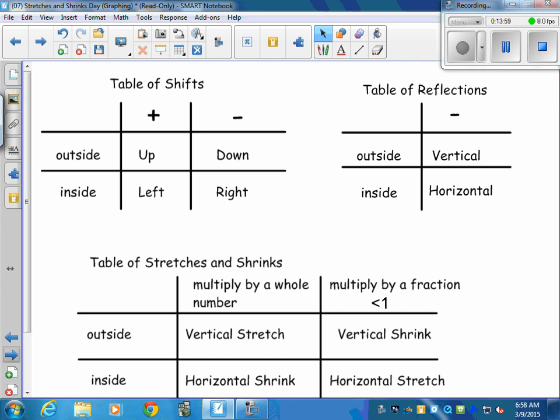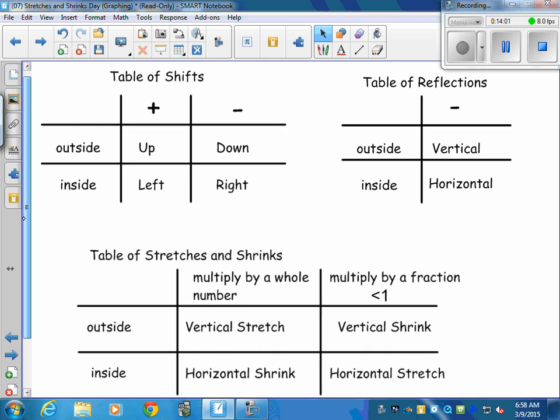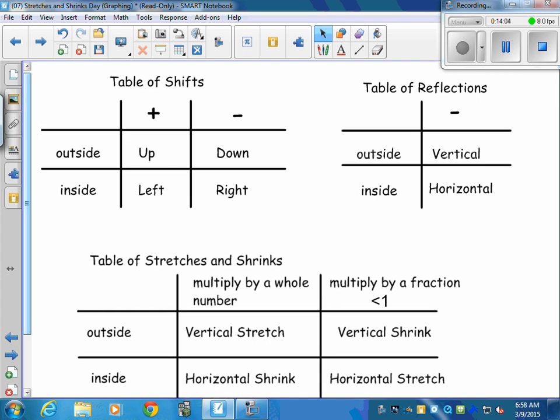Okay, and then the last piece we have here is just a reminder of what we see operationally when we do our shifts. So looking at how it shifts a graph, outside plus is up and outside minus is down. Okay, remember that inside we don't trust with that horizontal head shake. So a plus is left and a minus is right. We have to do the opposite. Okay, our reflections are nice. We have that -1 multiplier. Outside is a vertical reflection, inside is a horizontal reflection.